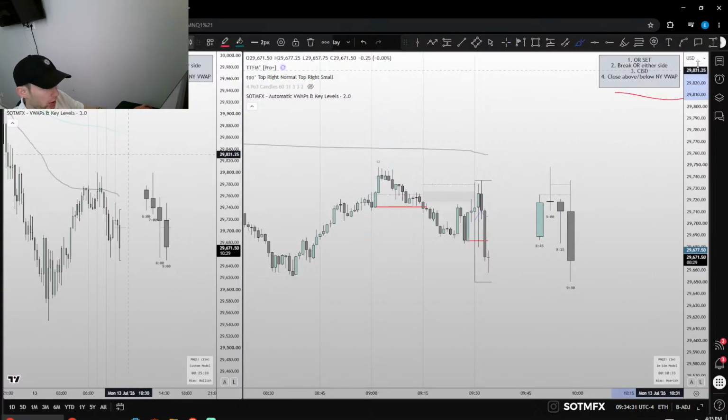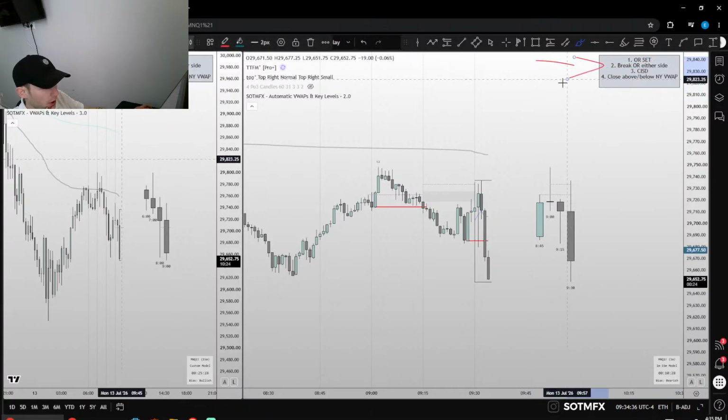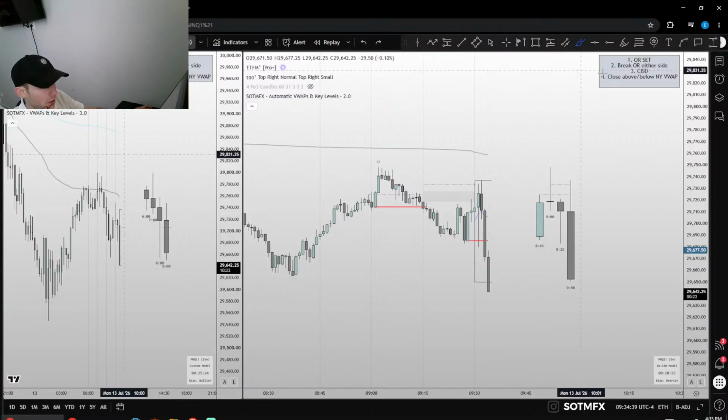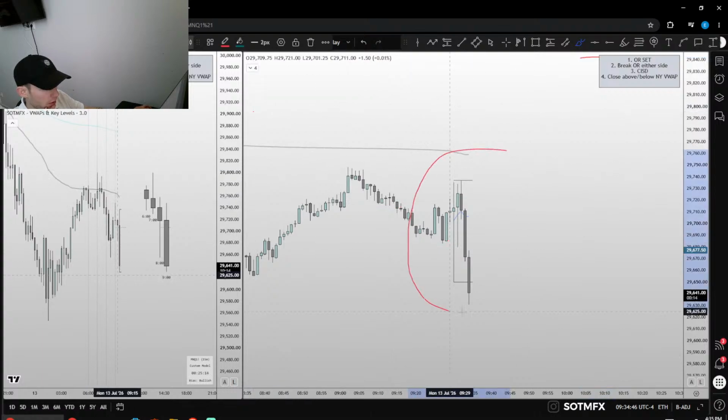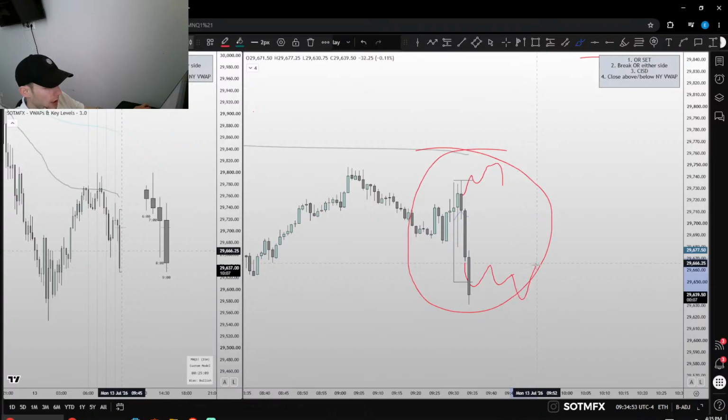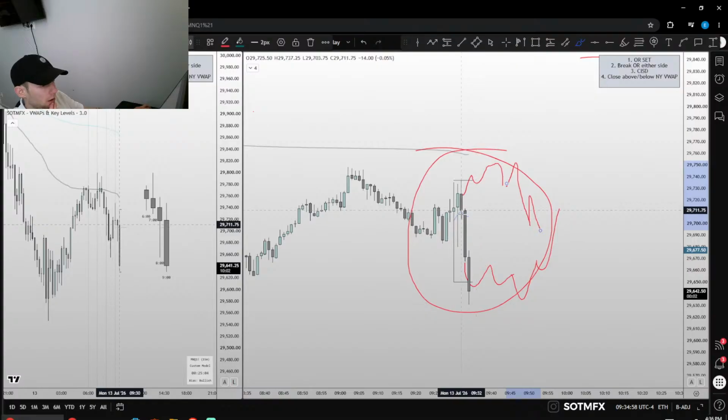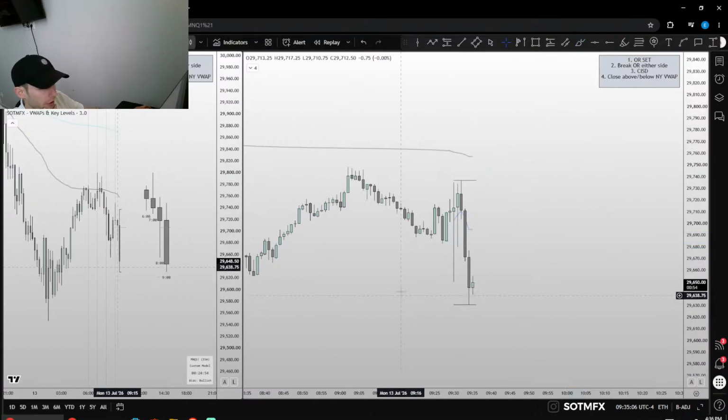Alright, this right here is the 4 steps I need for me to take the trade. The first step is always wait for opening range to set up. There is no opening range set up yet, so waiting for that in 10 minutes, and then I will wait for either side of the range to get broken, then for CISD, and then obviously close above or below the New York VWAP. So that's my plan for today.